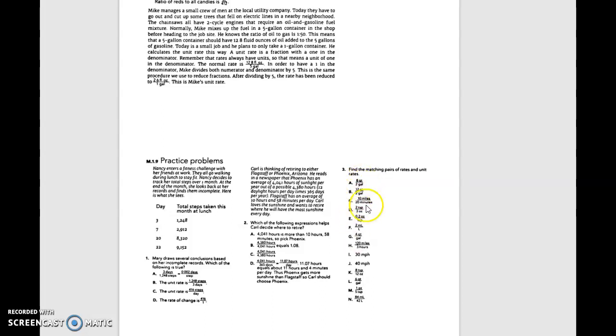So this one is not reduced. This one is reduced. I'm going to let you work on those yourself and see if you can figure those out.